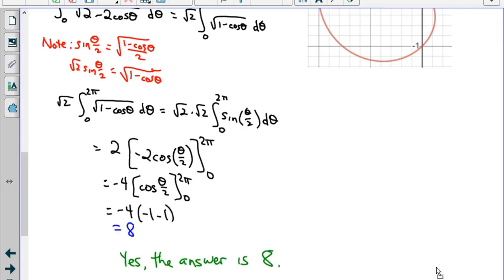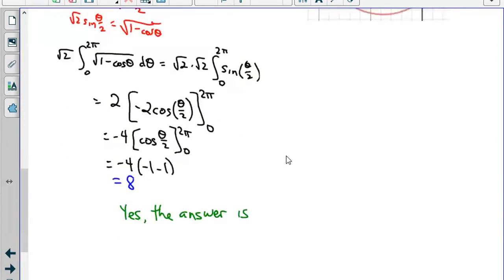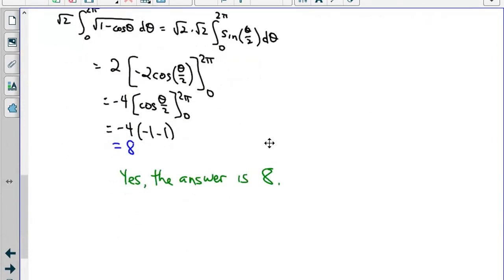And then I end up with negative 1 minus 1. So negative 4 times negative 2 is 8. And yes, the answer is 8. I know that sounds a little sarcastic, but if we're taking a look at this picture, it's not immediately clear that with all of this curviness the answer would be 8, but the answer is 8.